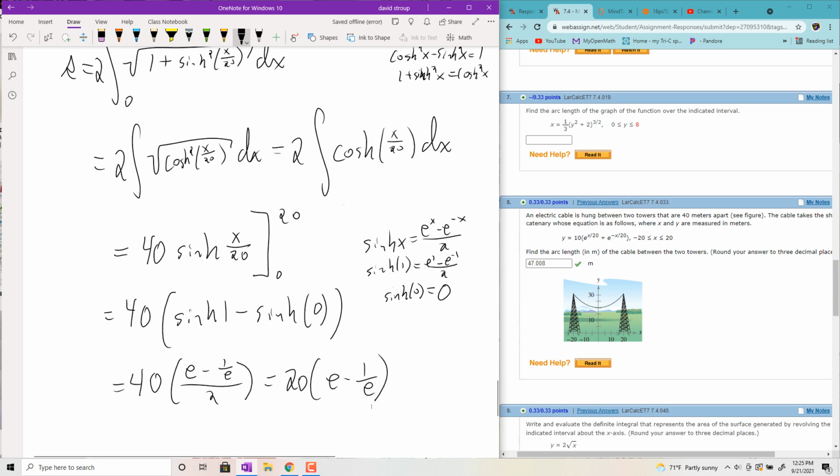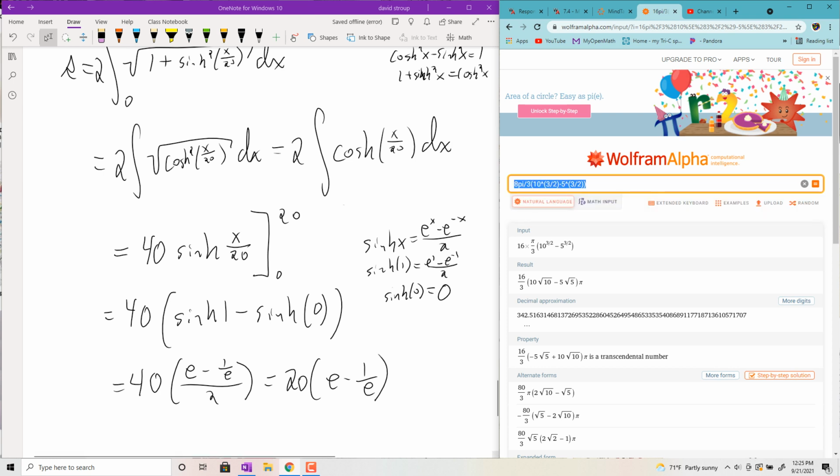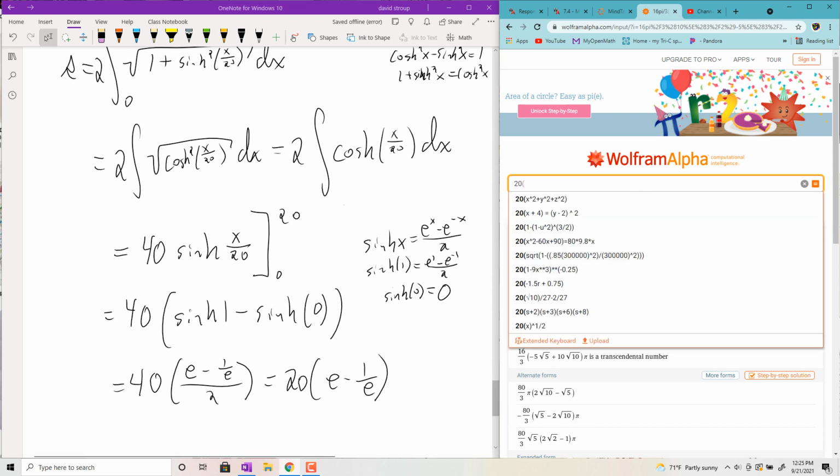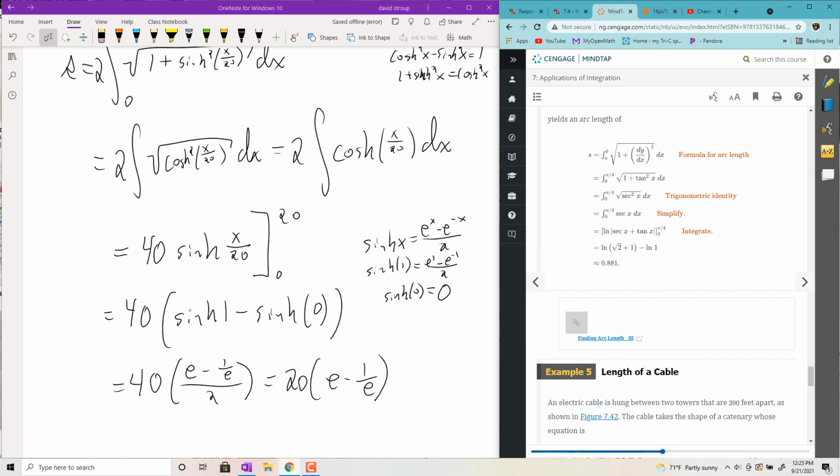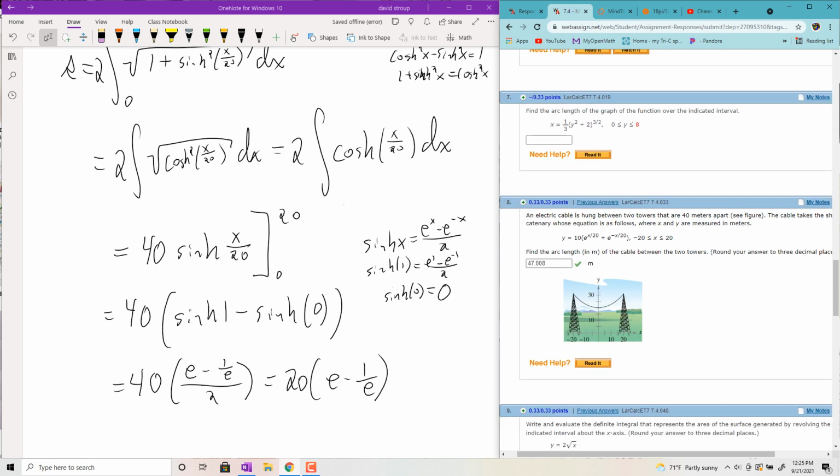And then they want 3 decimals. You could just go to Wolfram and figure that out. Okay, so 47.008, which is what you see my answer is here.